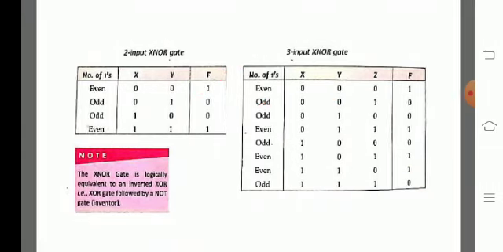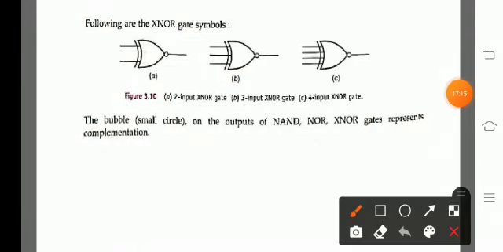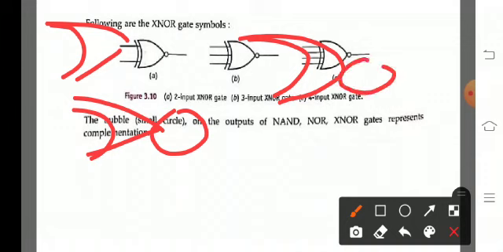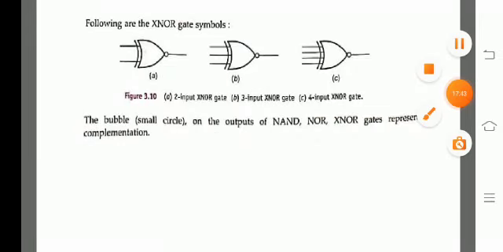And the symbol, suppose the XNOR symbol, I will tell you in depth. OR, NOR, XOR, then XNOR. See here, XOR, XNOR. XNOR has a bubble.